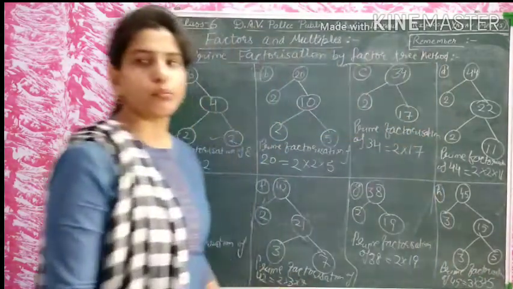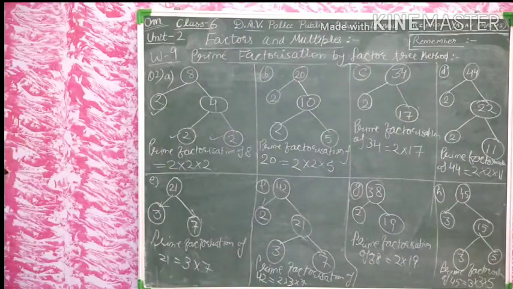This is the prime factorization by factor tree method. Is it clear, students? This method is very easy. And now if you understand this factor tree method, you will do the next division method very easily. Now we will do the next question. Let's see.